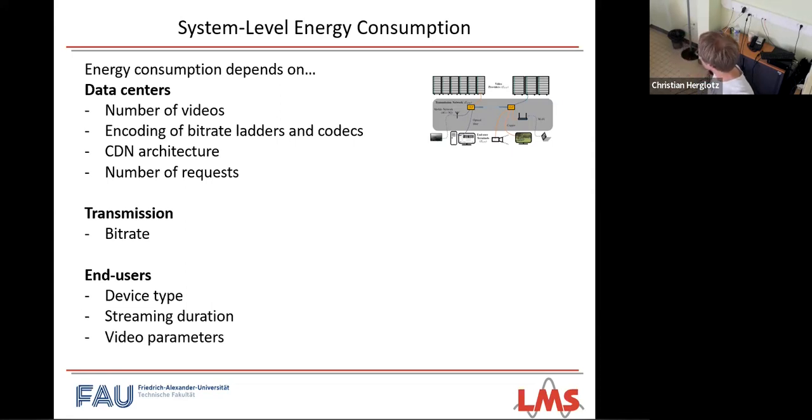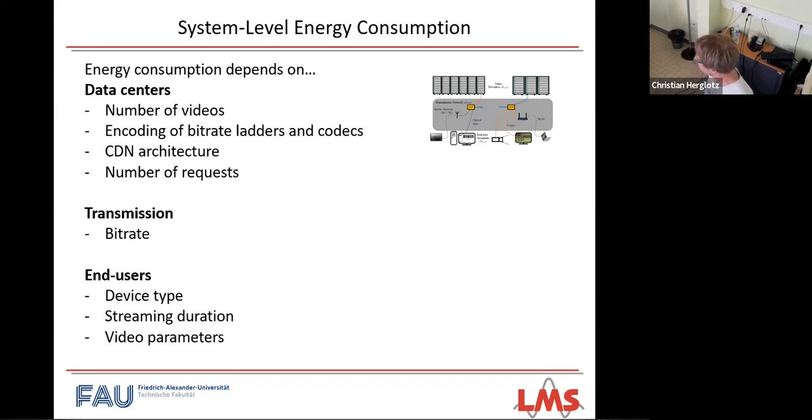Then you have to decide how to set up your CDN. How many servers do you operate? Where are they located? Do I really need them or not? Because, of course, for another server, you can always ask yourself, is that needed? Or can I just remove it and it would still work? And of course, the number of requests. If you have more people requesting a video, you will also need more energy for that.